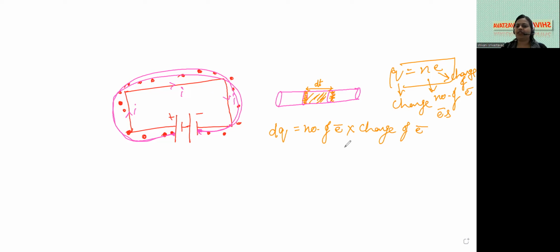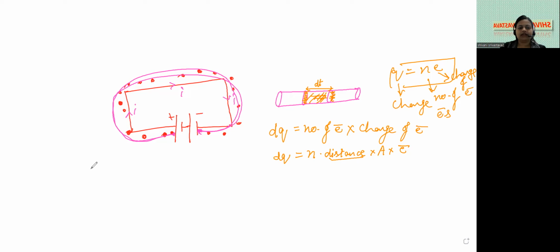Now, we can say number of electrons crossing through the area. So we can say number of electrons, okay, and area, and distance. There will be the particular distance also, na? How much distance it traveled in a cross section area, into charge of electron, okay, and dq. So how we'll find out the distance?